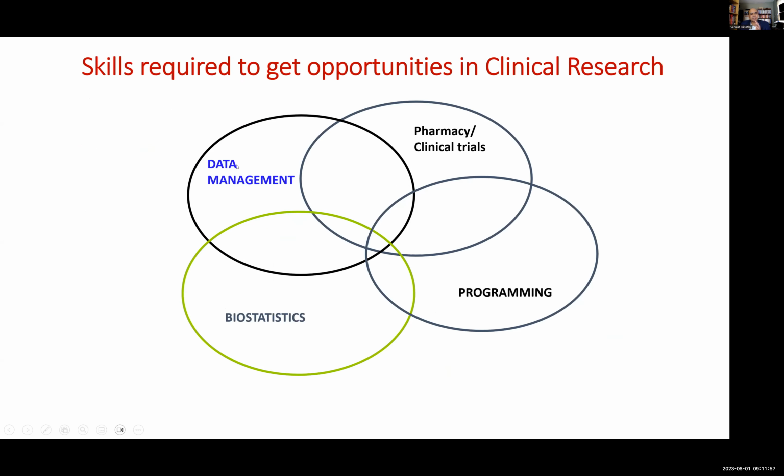Now, data management, biostatistics, programming, pharmacology, pharmacy and clinical trials. See, if you want to enter into the clinical research area, you should be familiar with the data management side. You should get some knowledge in biostatistics, programming side also. A little bit about pharmacy or clinical trials knowledge. If you have all this knowledge, then it's very easy for you to enter into corporate.